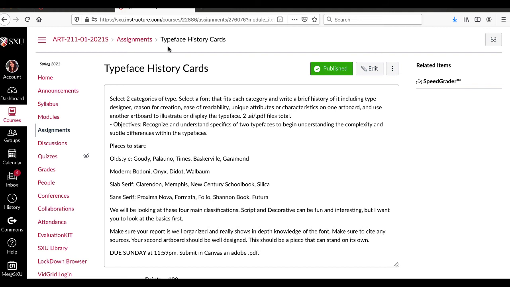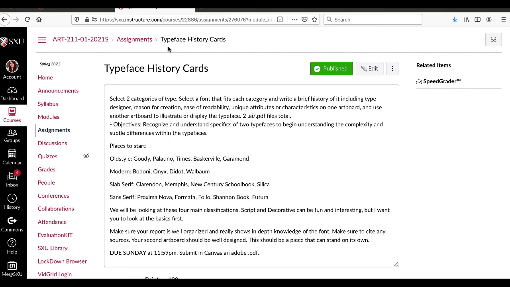I want you to submit as a PDF, but if you're working in Illustrator, you'll have 2 files because you're picking 2 categories. So let's say I pick slab serif and modern. Each one of those is going to have 2 artboards. So if you have any questions, let me know.